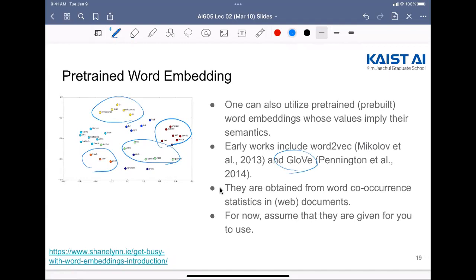For now, for the sake of time, and also because this is really related to the pre-trained language models that we'll be covering in the second part of this course, and also because I think people aren't using this anymore, I don't want to spend too much time on this. You can think of them as obtained from some word co-occurrence statistics in web documents, and for now assume that they are just given to you so that you can have a better initialization than starting from random ones, because they have some semantics. And you will see in your assignment that they actually help.